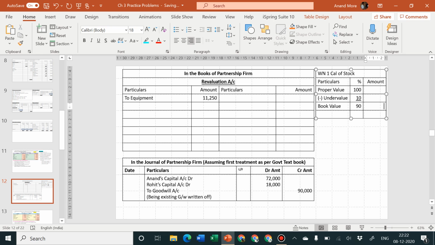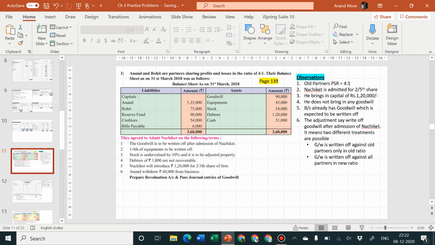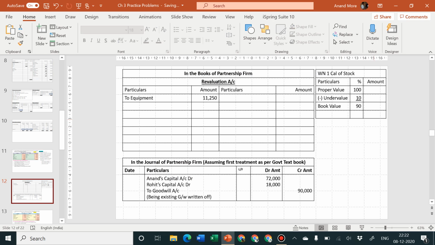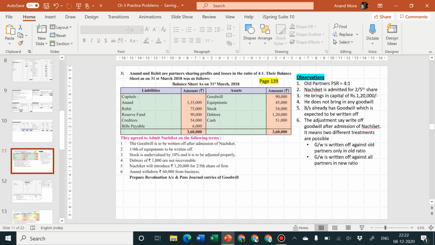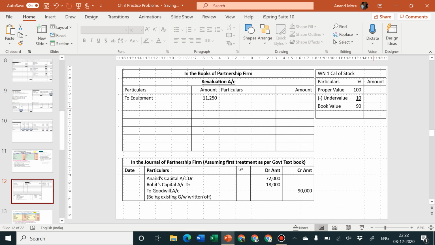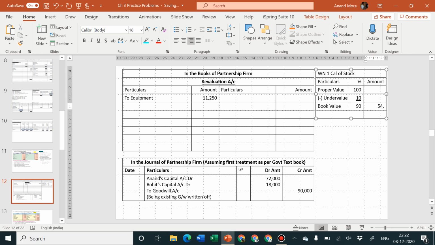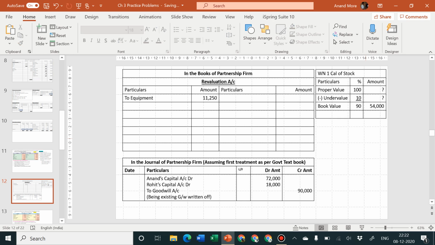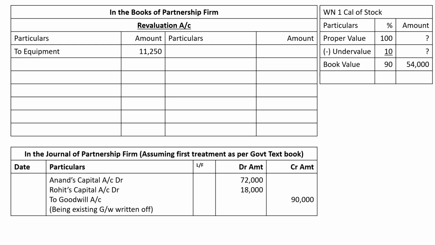And we already know book value is how much? Look at the problem, stock book value is 54,000. So now you tell me, where should I write 54,000? In front of 100 or in front of 10 or in front of 90? Think about it. 54,000 is coming from the balance sheet. Balance sheet is coming from books. That means 54,000 is the book value. So this 54,000 should come in front of 90. Undervalue amount is not known to us. Therefore proper value amount is not known to us, which is required to be calculated by us.